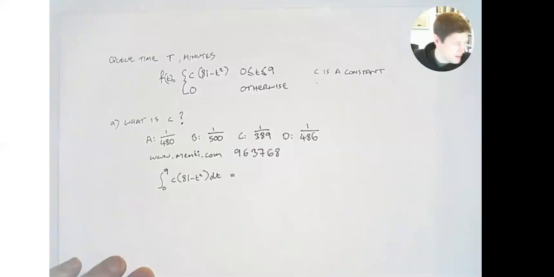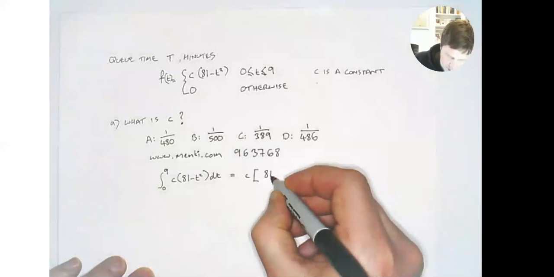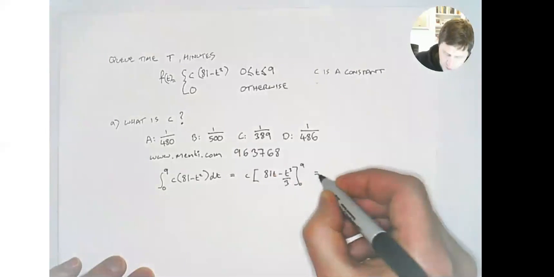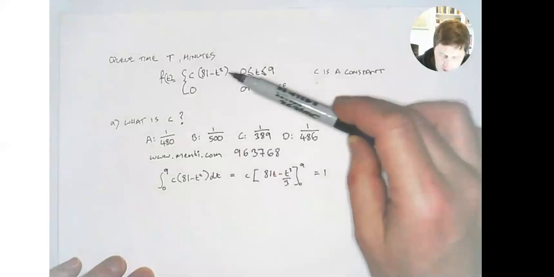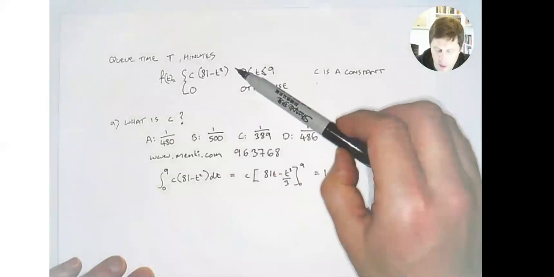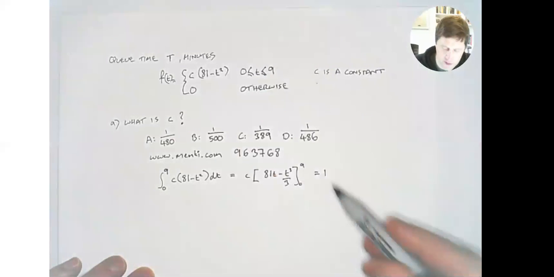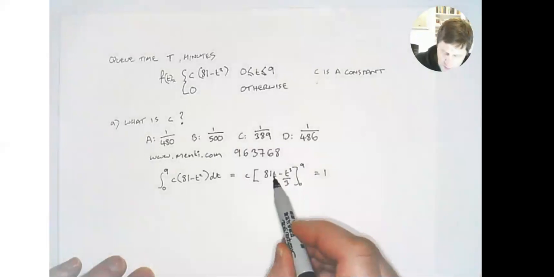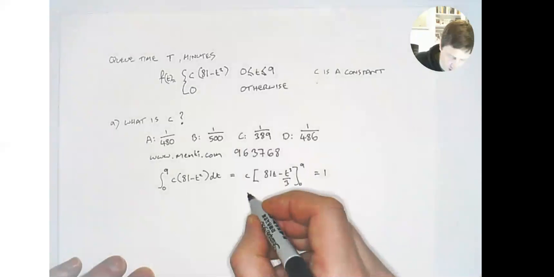And we integrate that. C is a constant, so we can take it out. 81t minus t cubed over 3 from 0 to 9, and that must be equal to 1. Okay, so that's the key thing you have to remember, that probability density functions over the whole range of possible times must integrate to unity. And so with that, t is going to be fixed by the limit, and so the only thing that's left is c. And so that's why we can determine what c is from an expression like this.